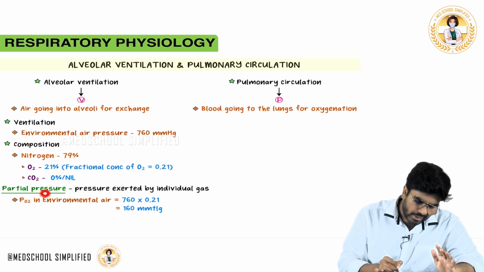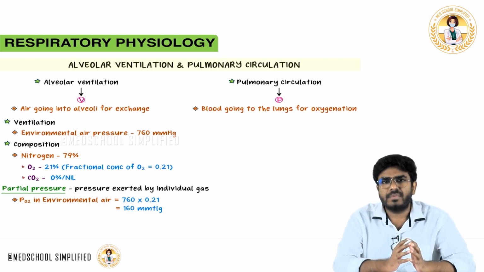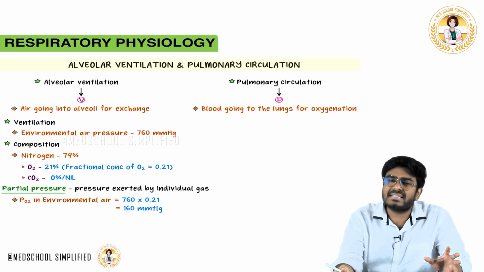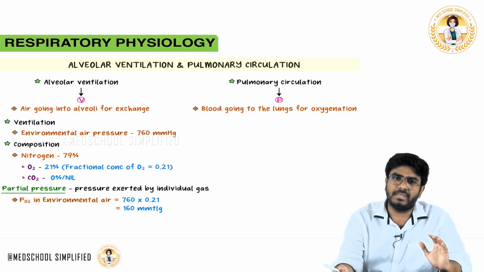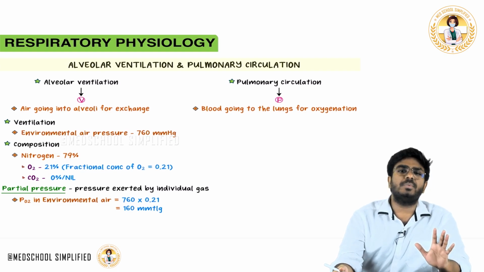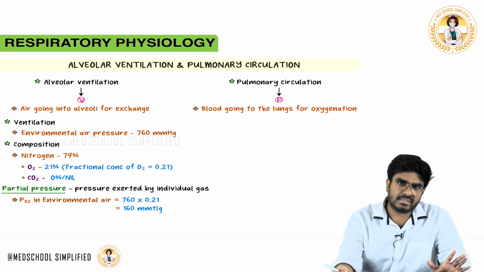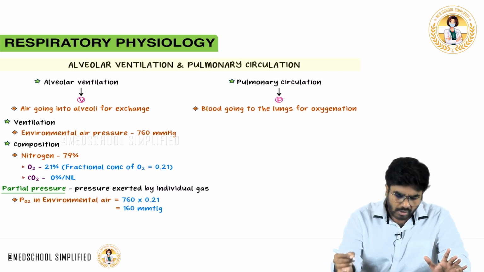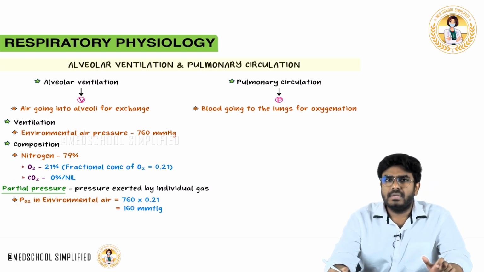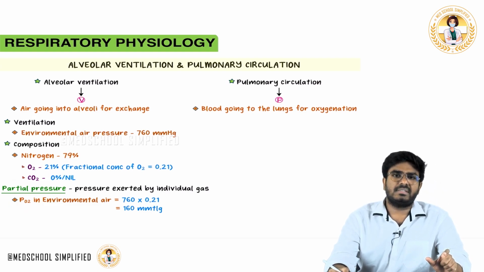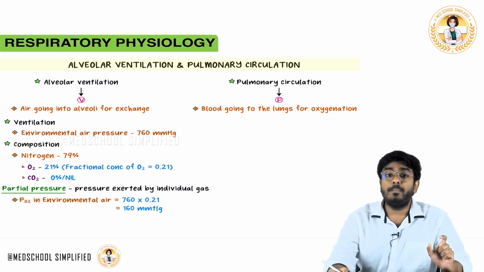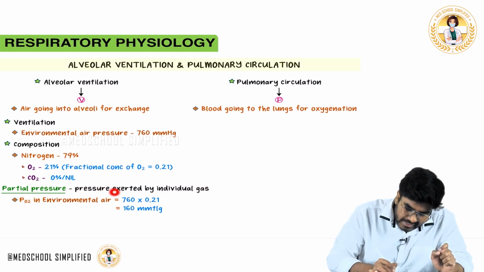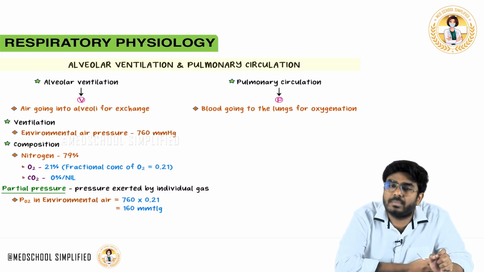Having said that, now let's discuss partial pressure. Sir, in the environment there are different gases present. All gases contribute to 760 mmHg. The 760 mmHg is because of oxygen, nitrogen and all the gases. Now, if I am talking about one individual gas, how much pressure is contributed by oxygen? That's the partial pressure. The pressure exerted by an individual gas is the partial pressure.